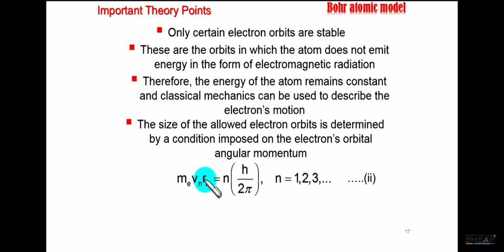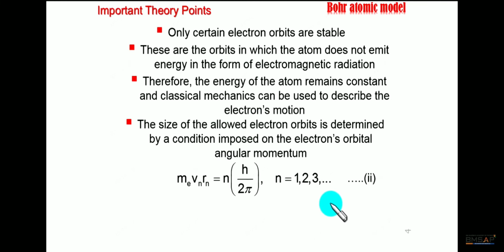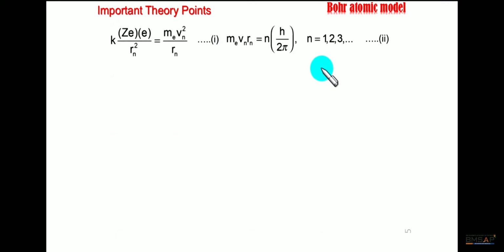This point is justified only through quantum mechanics. We cannot justify it using the classical mechanics model. Let us write equation 1 and equation 2 on the next page. We have two unknowns, Rn and vn, and two equations. That means if we solve these two equations, we can find the radius of the nth orbit and the velocity of the electron in the nth orbit.